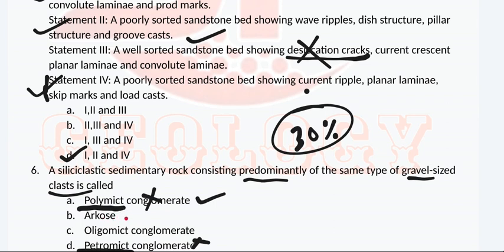Then Arkose, it is for sandstone, right? Sandstone is a sand size particle. Here we are considering gravel size particles. Then oligomictic conglomerate is a type of conglomerate which consists of the same type or same compositional gravel size particles. So the answer will be C, oligomictic conglomerate.